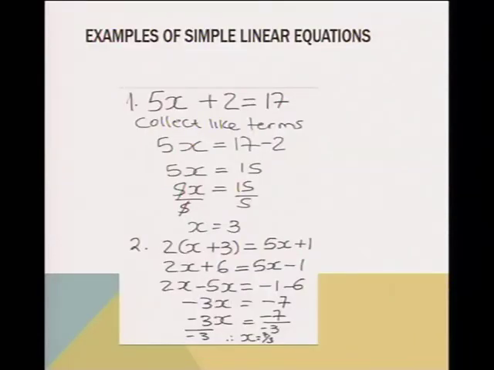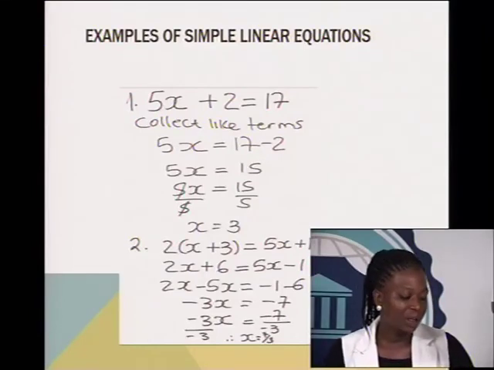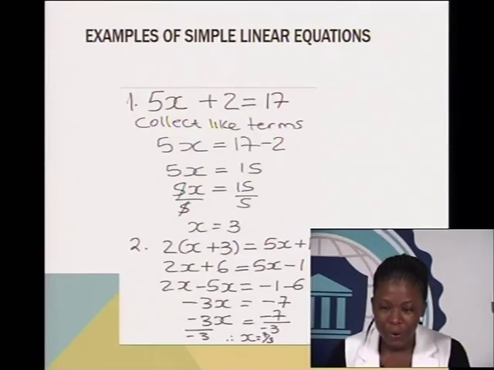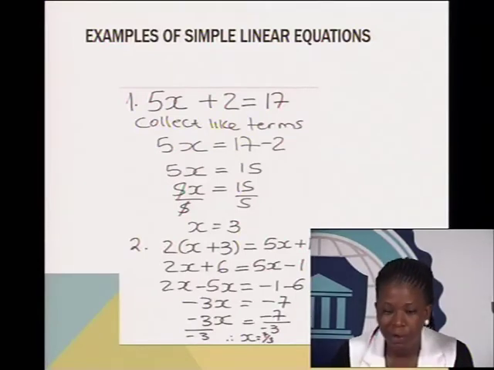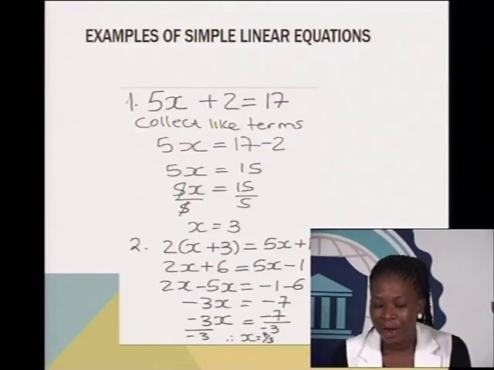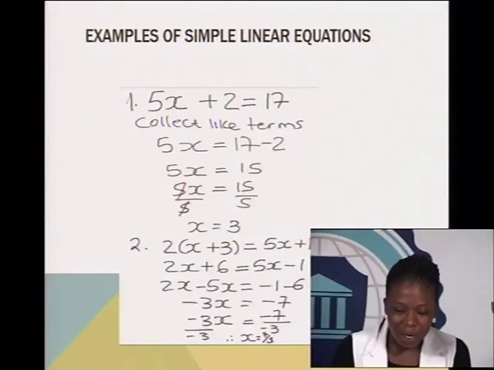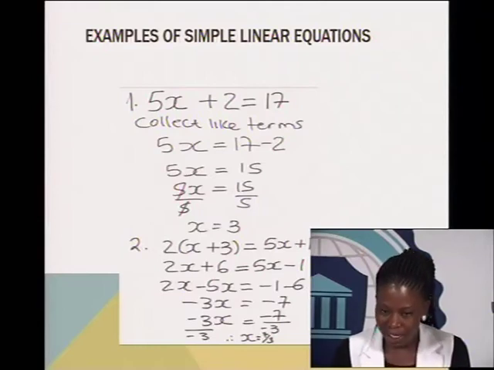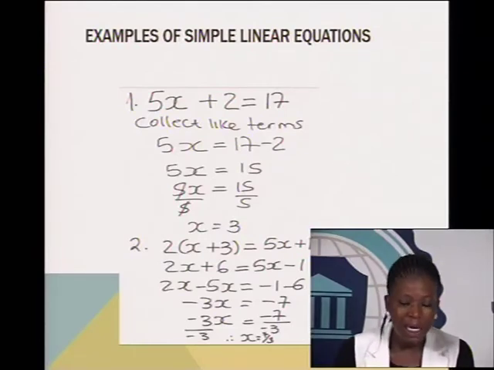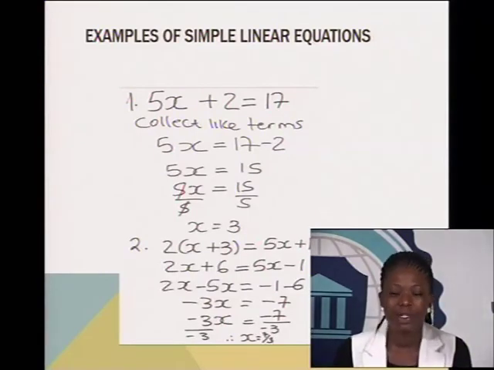Now how do you solve simple linear equations? I know you have a problem with this. It's very simple how we solve it. Let's say you have 5x plus 2, which is equal to 17. What do you do first? You have to collect like terms. Like terms are the values with x terms on one side and the values that are constants on the other side. There's only one term which has x, on its own, and then we have 2 and 17 which are constants. So those are like terms, you have to take them together.